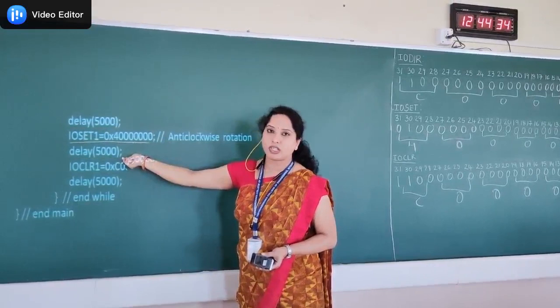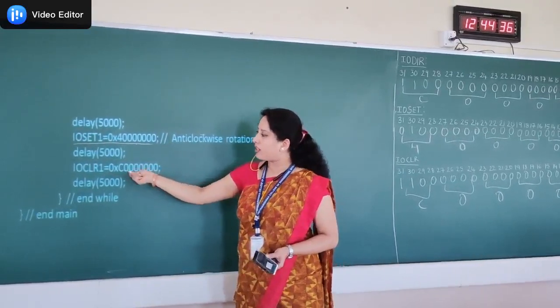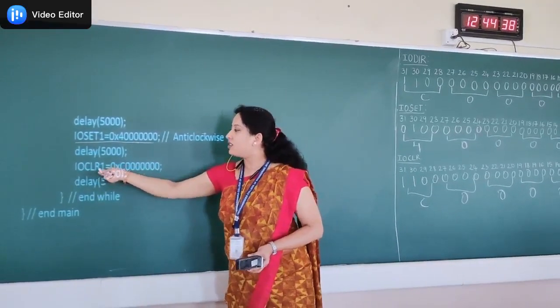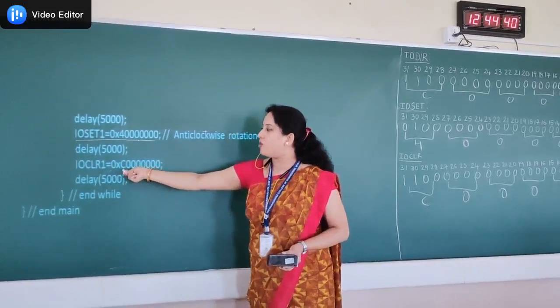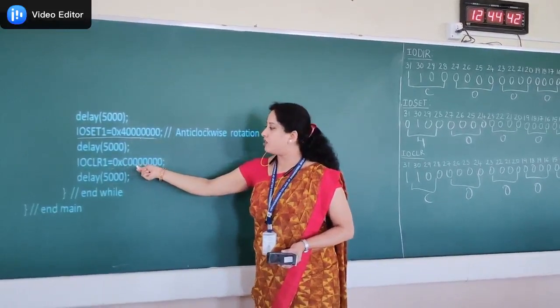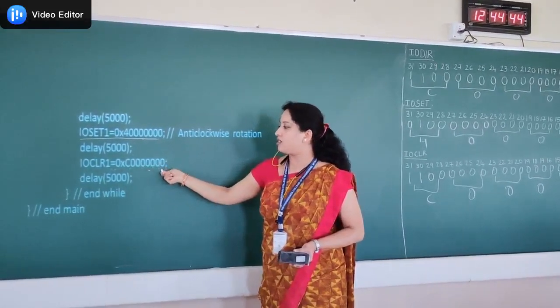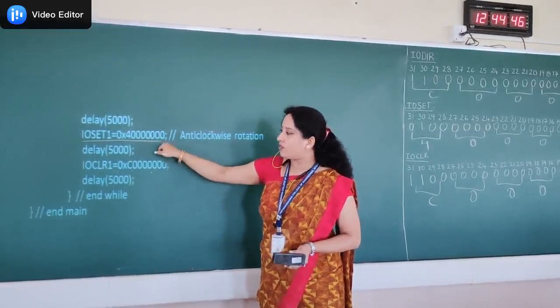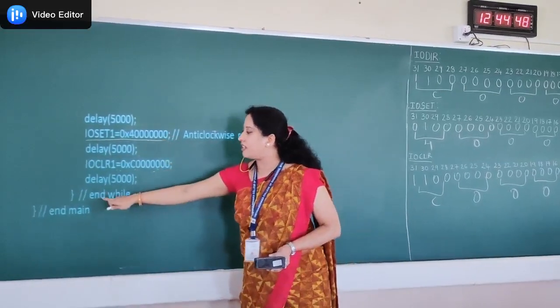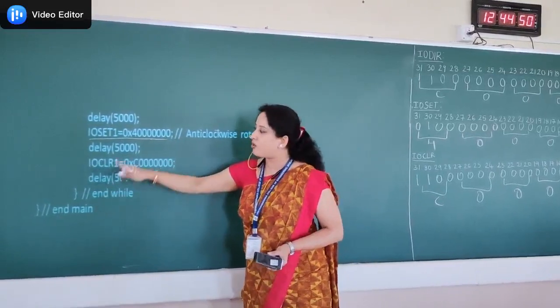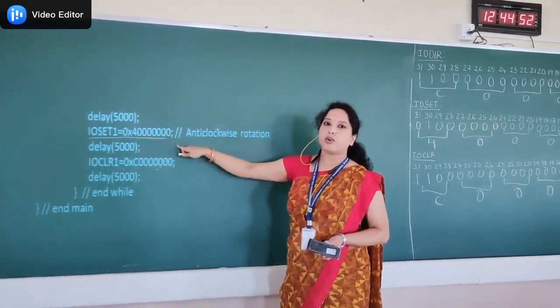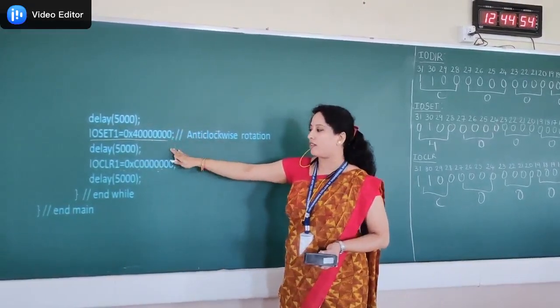Then we are calling a delay procedure. Again, to stop the motor, we are going to load the IOCLR1 register with the value 0xC0000000. So this set of instructions will run continuously in the while loop, while always true. So it keeps on rotating the motor clockwise and anti-clockwise.